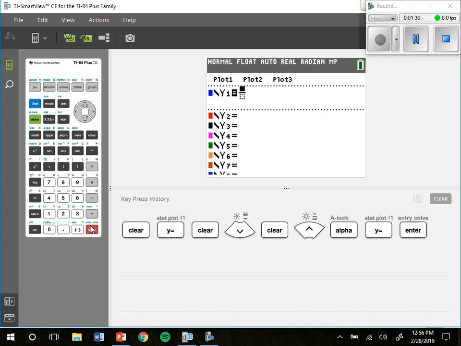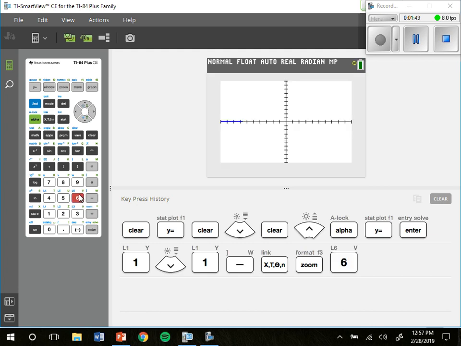Okay, so I want to graph 1 over 1 minus x, which is what kind of function? It is a geometric power series, but this is a rational function. 1 over 1 minus x is a rational function. It's not a polynomial. Do you see that? This is not a polynomial, 1 over 1 minus x.